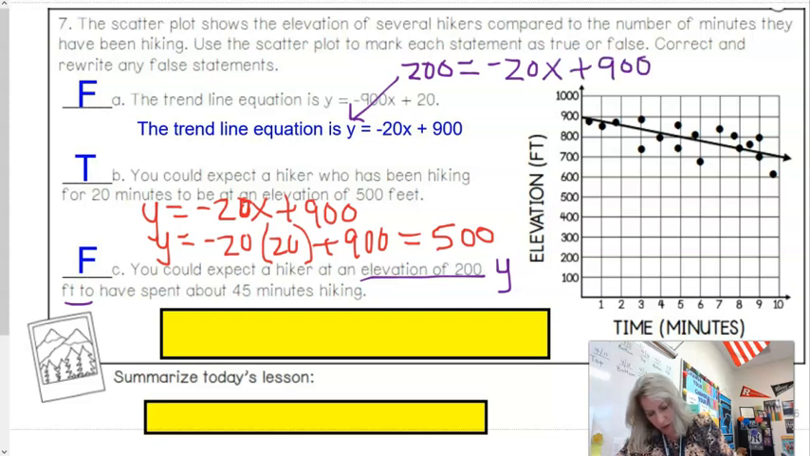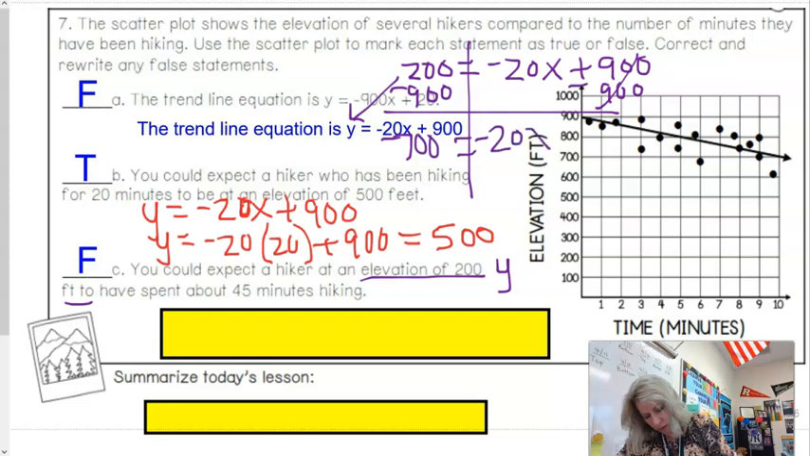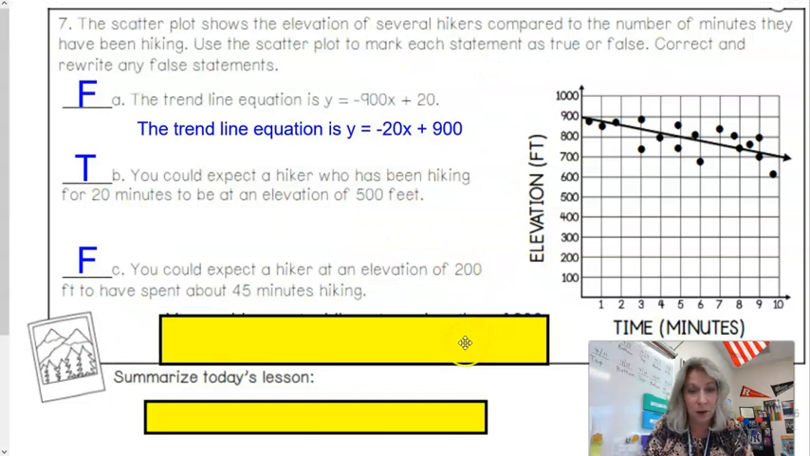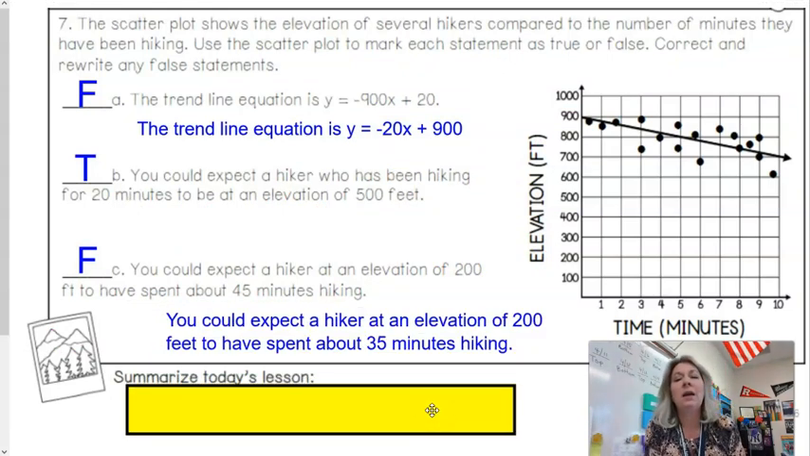If we solve that, subtract 900 from both sides, start solving for x, you've got negative 700 equals negative 20x. Divide by negative 20 on both sides. Negative 700 divided by negative 20 comes out to 35. So that's a false. It comes out to x equals 35 minutes, not 45 minutes. So underneath that last box, it should say you could expect a hiker at an elevation of 200 feet to have spent about 35 minutes hiking.